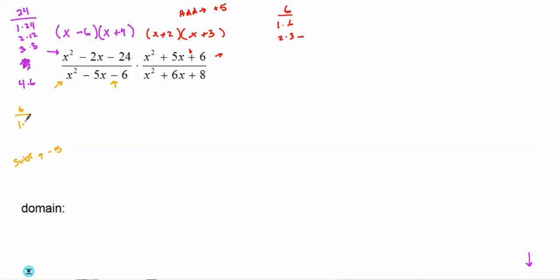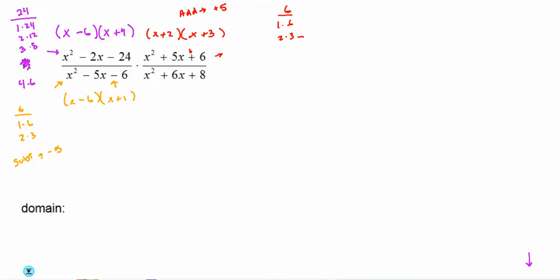So we still have 1 and 6, 2 and 3. In this case, we're going to pick 1 and 6. However, we need to make sure that we end up with a -5. So I'm using -6 and a +1, both in the binomial with x.